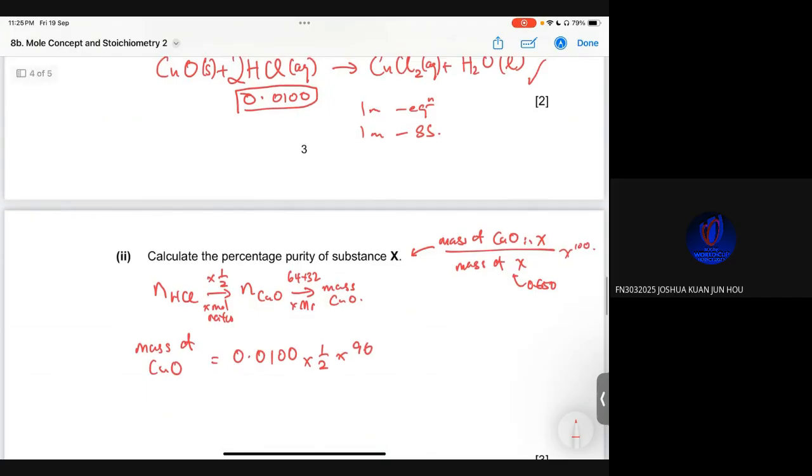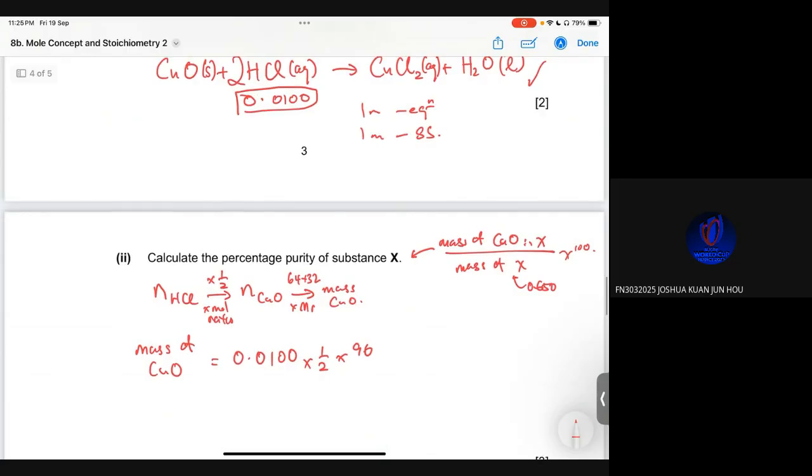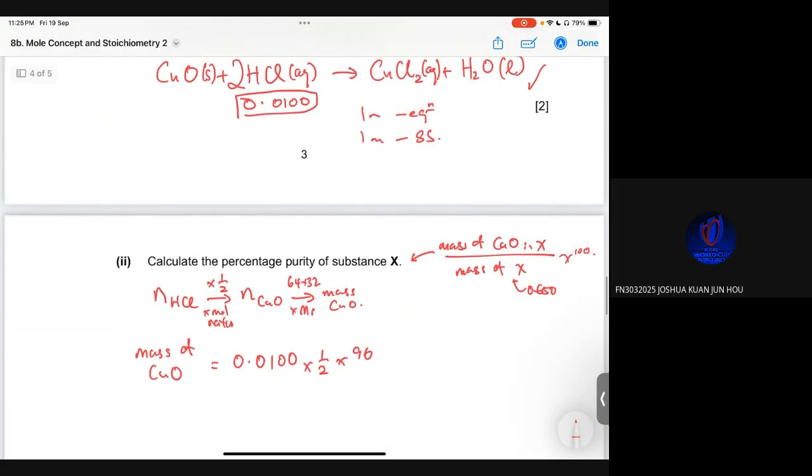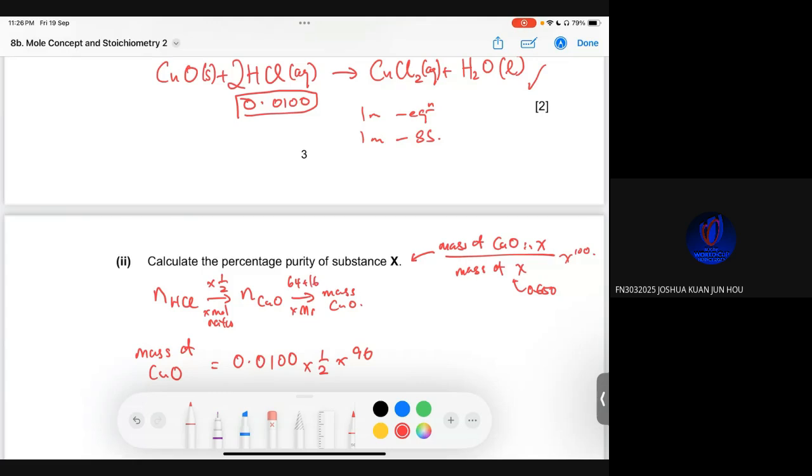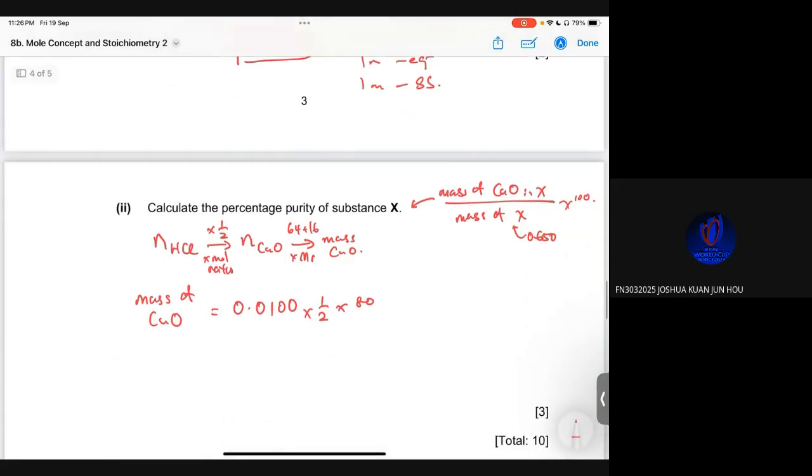Sorry, not 96. My math is wrong. This is CuO, not CuO2. O is 16, so it's actually 64 plus 16. My bad. So this should be 80. Okay, so this is the working. Do your math. This will give me 0.400 grams.